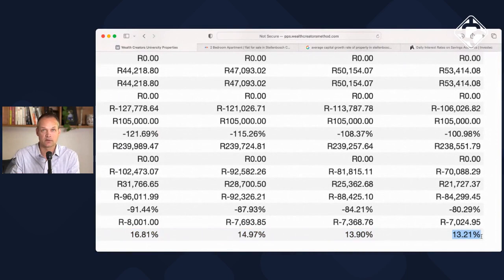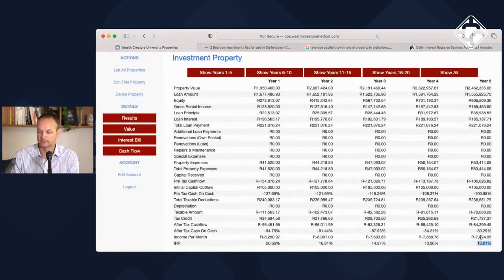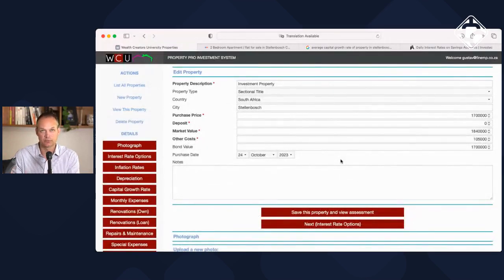If this was a scenario, and if that seller is willing to sell the property at 1.7 million versus 1.8, it's definitely deal on. 13% is obviously a much more juicy and higher investment return versus the money in the bank or money with Investec at the moment. So that's the first lever that you can pull, that 13.21%.